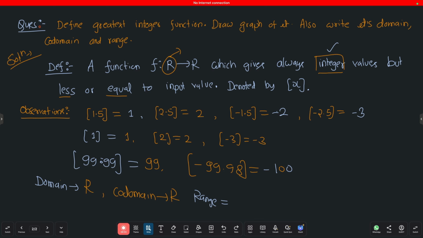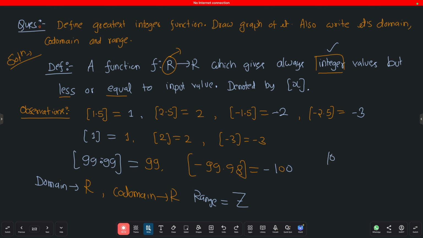Are these the only answers? Every integer is allowed: -1, 0, +1, -2, +3, -3, +4, -4. Every integer is allowed. It means the range is the complete Z, set of integers. I have given few examples only. It is not possible to write all examples because there are infinite integers. Which answer you want? You want -5? I will say -5.5.